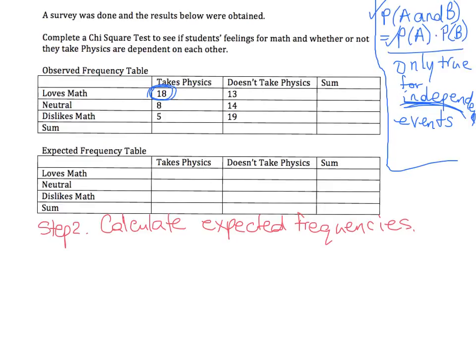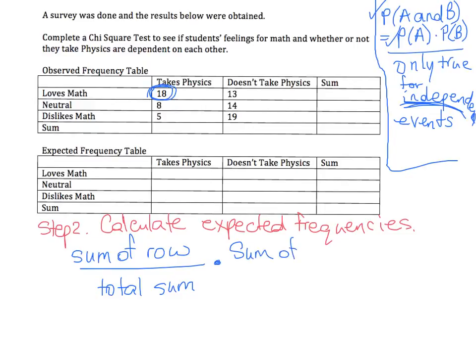Okay, so we are going to have to find expected frequencies. In order to find expected frequencies, the calculation is the sum of the row times the total sum, over the total sum times the sum of the column. And this will become clear in just a second what I mean.